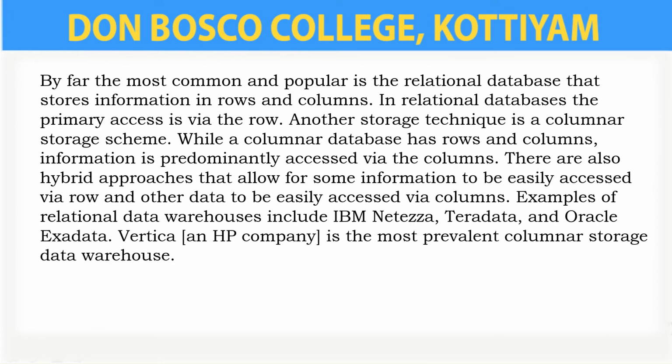The most common and popular way to store information in relational database is by rows and columns. In relational databases, the primary access is by the rows. Another storage technique is a columnar storage scheme. While a columnar database has rows and columns, information can be accessed by columns. There are also hybrid approaches that allow for some information to be easily accessed by the rows and other data to be accessed by columns.